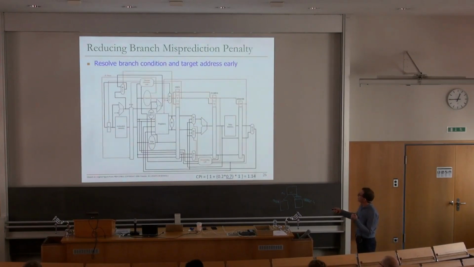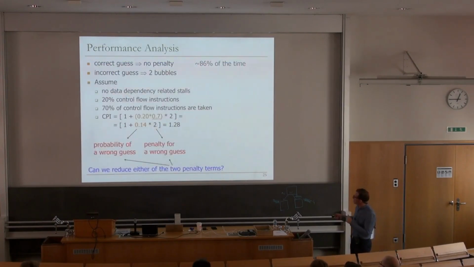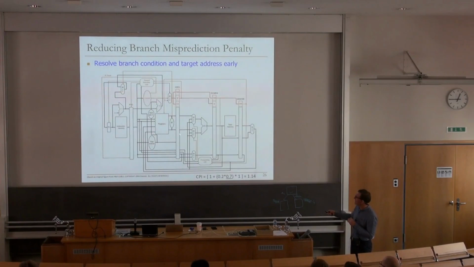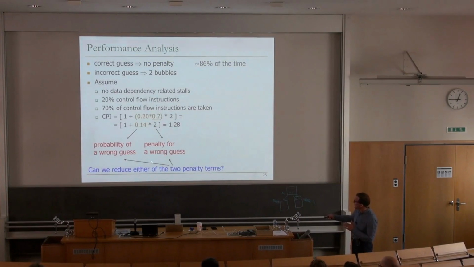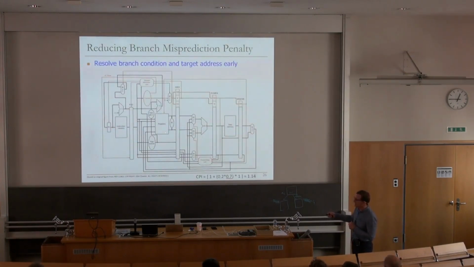So with 2 bubbles, the branch condition resolves somewhere over here. I don't show that here, but there should be a baseline pipeline where the branch condition resolves over here, and as a result, you have 2 bubbles by the time the branch condition resolves. And once it resolves, you can send the target address over here, and these 2 instructions are flushed, and the next cycle you can fetch from the correct target address. Now, if you want to reduce the penalty of a wrong guess, we want to move the branch resolution earlier. Can we do that? Yes, of course you can do that.